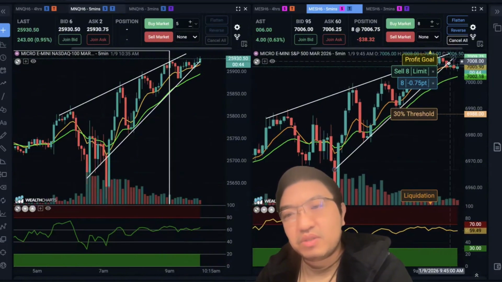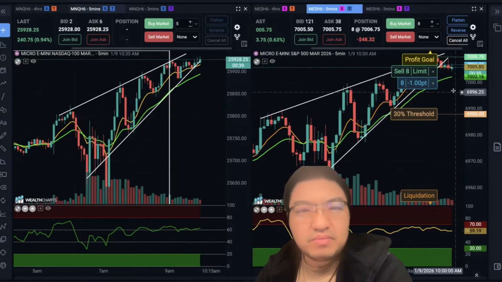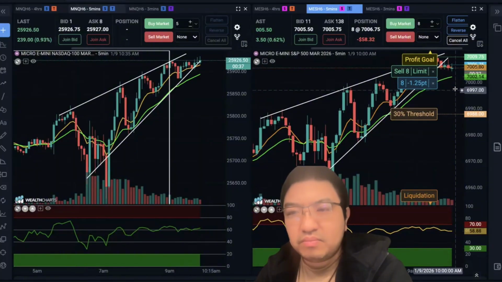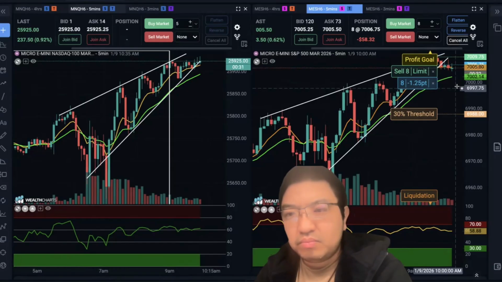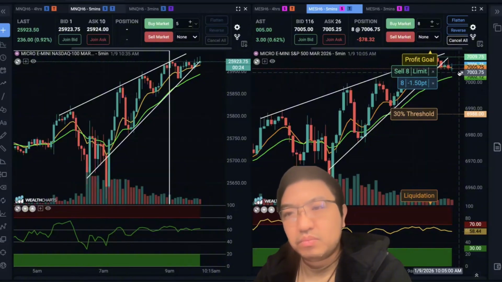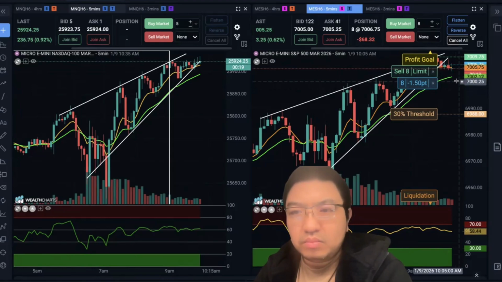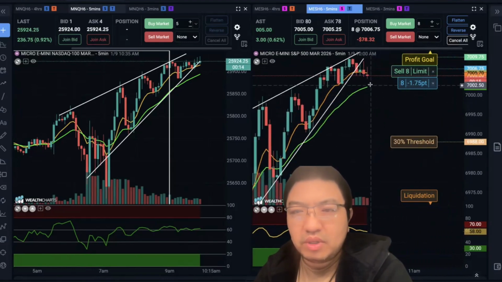Oh, it looks like NQ is a bull flag. Maybe the support steps in like here. I will probably set my stop loss here.